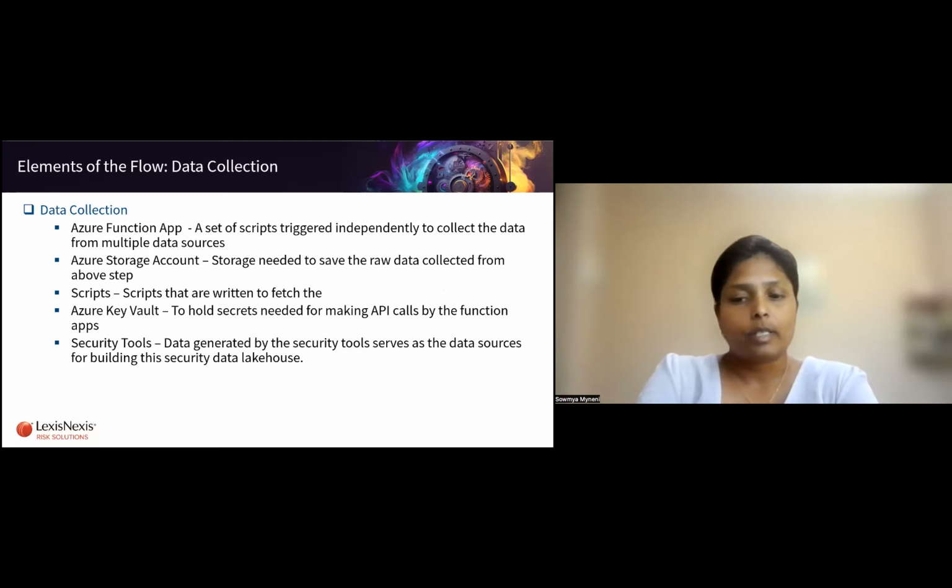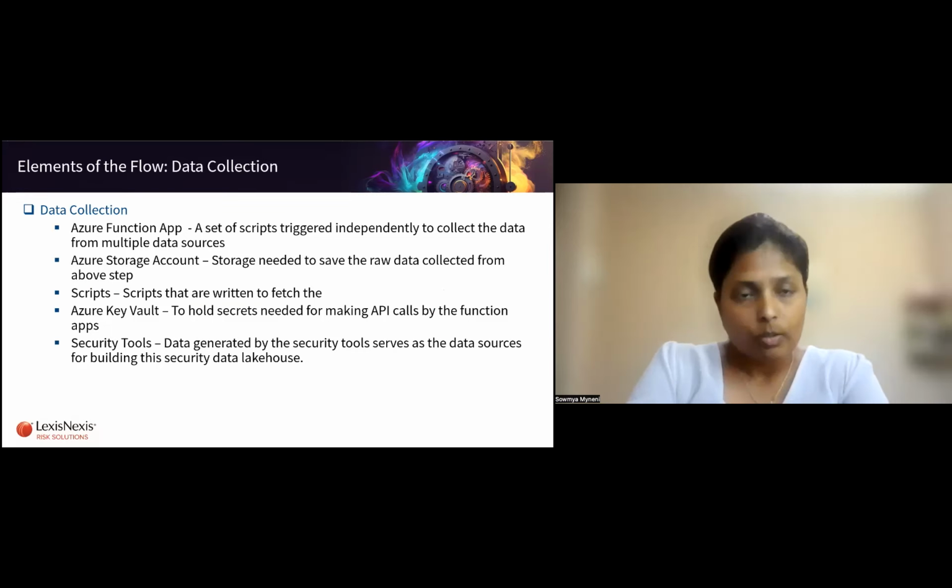So going into each of these elements, first we begin with the data collection. In the data collection, we have this Azure Function App, which, as I mentioned earlier, is a set of functions. Say each function could pull data from a different data source. A set of scripts triggered independently to collect the data from these multiple sources. This could be Python, C#, Node.js, anything that you would prefer to use to pull the data. Now, once this data is collected, you save it in the storage account.